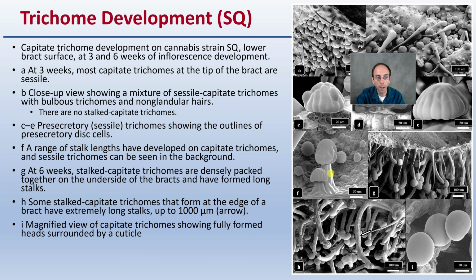Progressing on to F, a range of stalked lengths have developed in the capitate trichomes, and sessile trichomes can be seen in the background. Again, a range, when they're going through and develop, they don't happen all at the same time. They happen at the same general time. That's why you get that variance there.